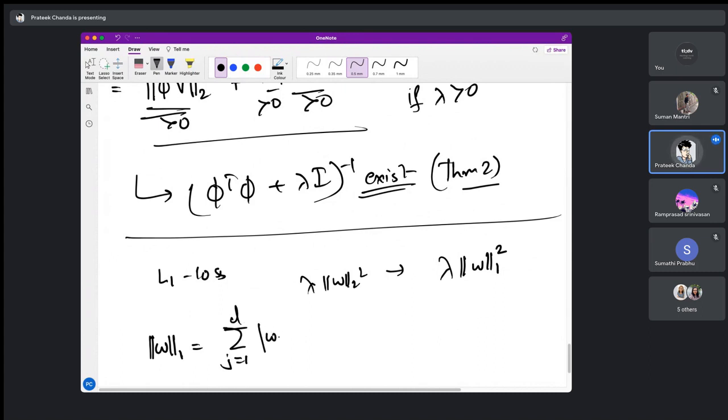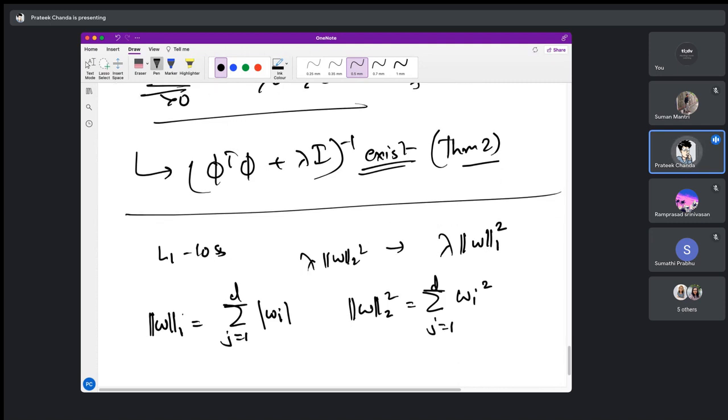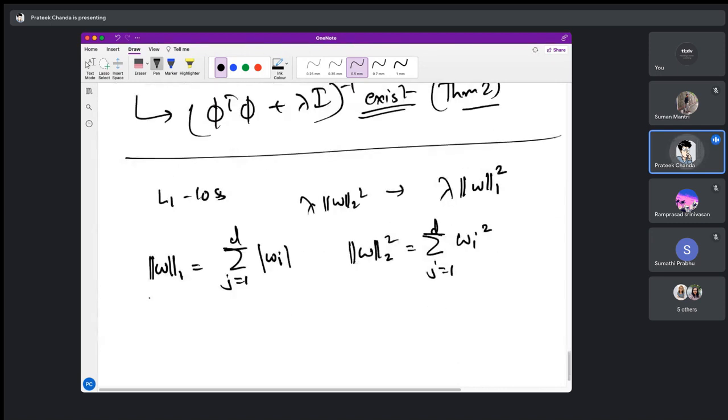I can have something like this, and in case of lambda L2, I have the sum over j equal to 1 to d of w_j whole square. And so in case of L1, L1 actually provides me more sparse solutions.